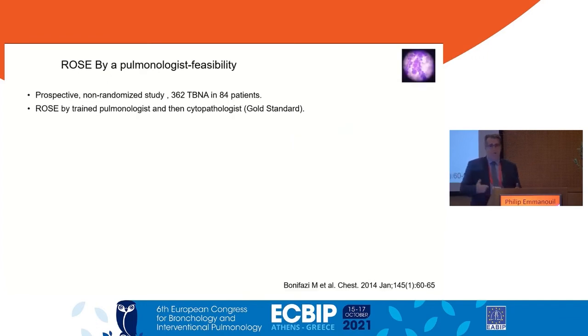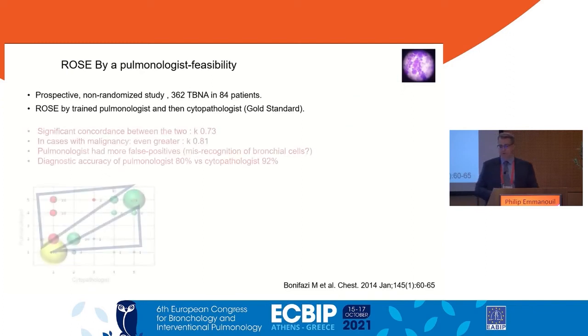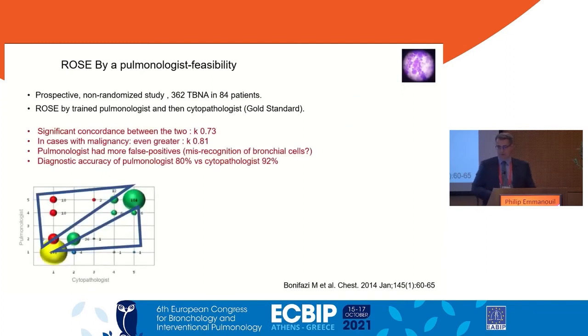Can a pulmonologist, a bronchoscopist, do ROSE? This is a pivotal study from the group of Professor Gasparini. A lot of cases. After a standardized curriculum, the pulmonologist assessed material, with training, of course, with the cytopathologist. The pulmonologist assessed whether he could assess sample adequacy appropriately, and it was shown in the study that there was a significant concordance between the pulmonologist and the cytopathologist, who was the gold standard.